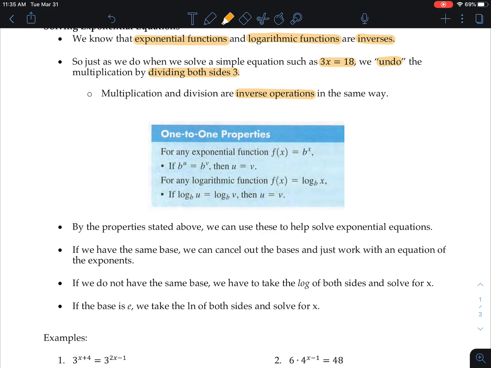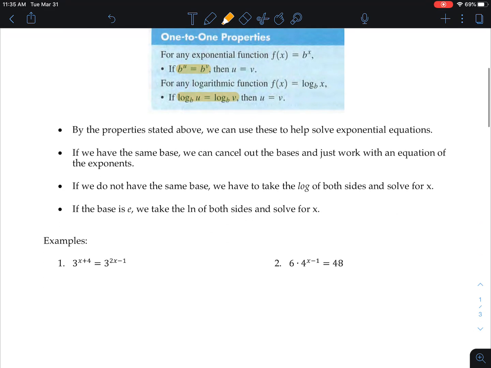If you have two exponential functions that equal the same thing and they have the same base, they must have the same power. And the same idea with logs: two logs that equal the same thing with the same base must have the same thing inside. Alright, and now just a couple rules. If we have the same base, we can cancel out the bases and just work with the exponents. Okay, and we'll kind of see why down below.